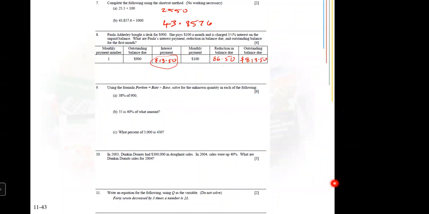Okay, 38% of 900, that should be 342. You're trying to find the base here, so that would be portion over rate. So it's 55 over 0.4, which works out to 137.5. And then this one is 430 over 5,000, which gives you, well, we could multiply by 100 to give you 8.6%.